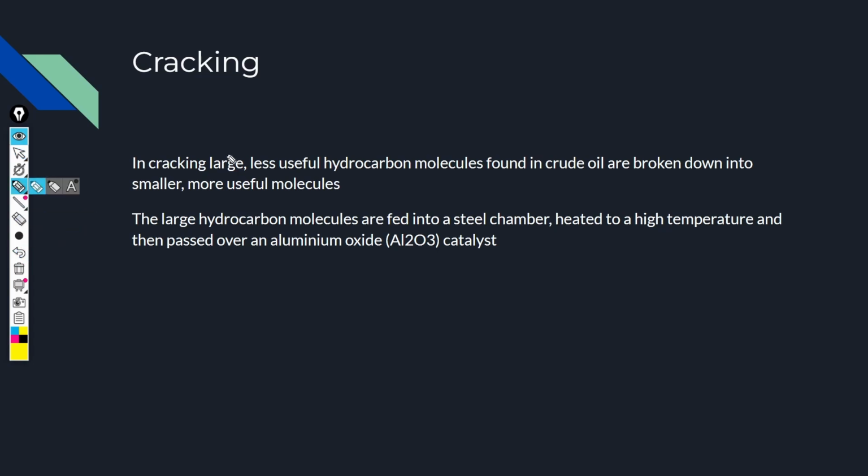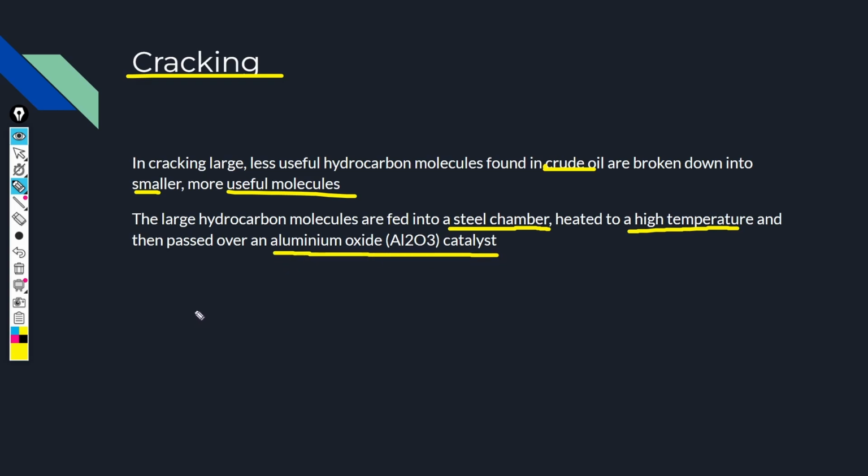Now, let us understand what cracking is. It's another way of making an alkane. In cracking, large, less useful hydrocarbon molecules found in crude oil are broken down into smaller, more useful molecules. We'll look into the process later on: the large hydrocarbon molecules are fed into a steel chamber, the fractionating column, heated to a very high temperature, and passed over an aluminium oxide catalyst. This causes the large hydrocarbons to be broken down into smaller alkanes and alkenes.